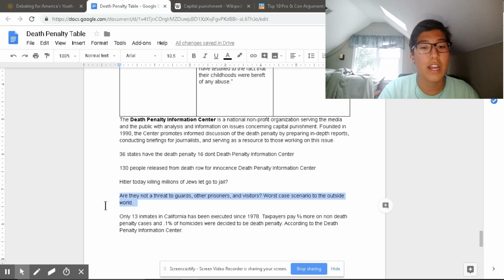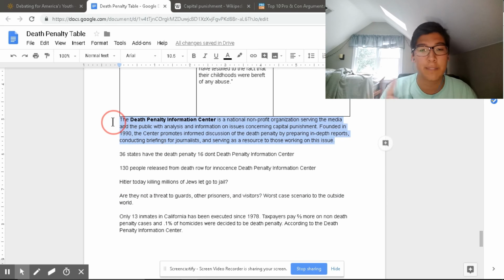So I only have a couple, and then I kind of have some statistics going off of that and answers in case they ask me some questions. So they're probably going to question my source, Death Penalty Information Center, because they're going to think it's biased. But I have some statistics showing it's actually not biased and why it's not.